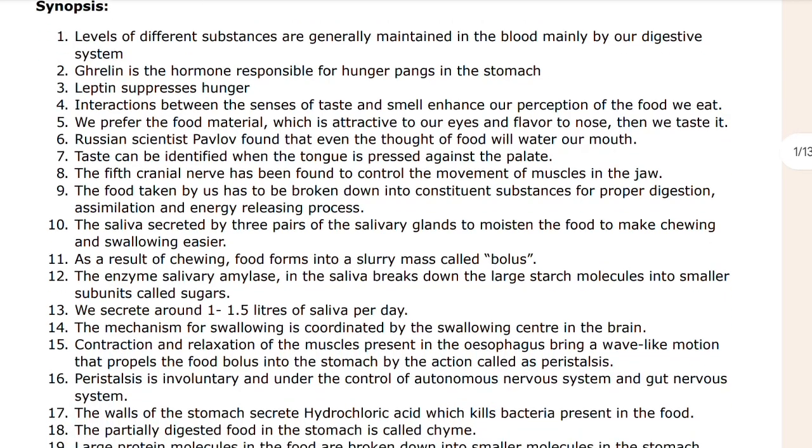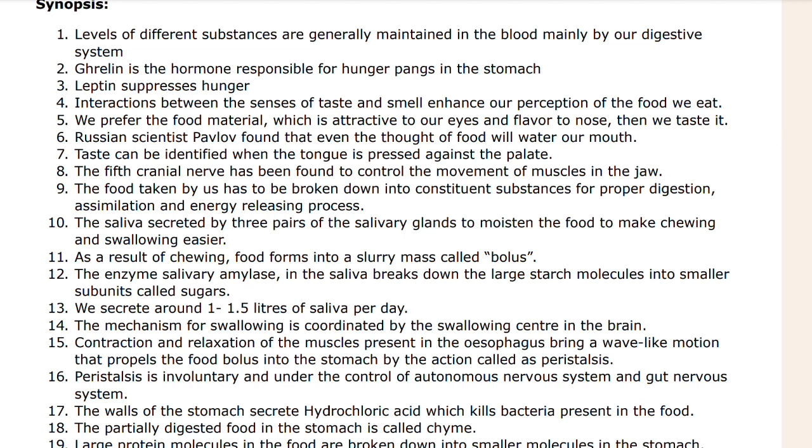So here are the notes. Whatever the important topics in your chapter, I already wrote here, and actually I wrote them in my notes only, but I printed it out. Okay? So here you can see.